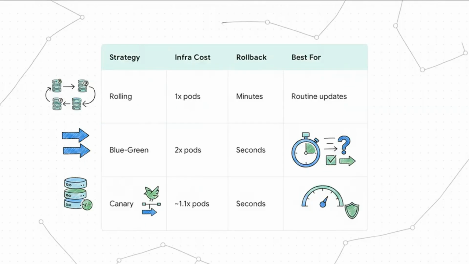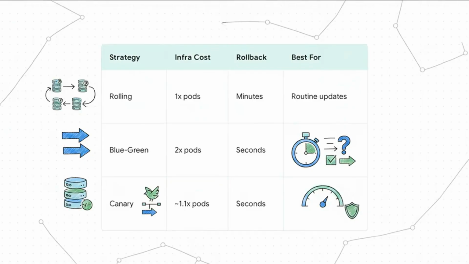Notice how blue-green gives us instant, sub-second failure recovery, but it costs exactly 2x in pod capacity because you're running 2 full, identical environments. On the flip side, rolling updates are incredibly cost-efficient at 1x capacity, but they can literally take minutes to roll back since you're replacing pods one by one.